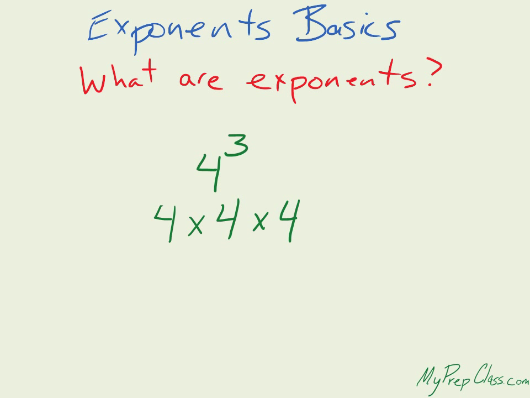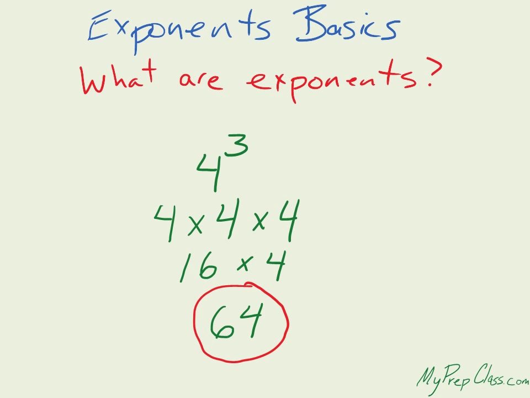So to multiply that out, I first multiply the first two 4's together. I'm just doing this in a simplified way. And that gives me 16 times 4. When I finish multiplying that out, 16 times 4, my answer to what is 4 to the third power is 64. So again, that exponent indicates that it's 4 times 4 times 4.